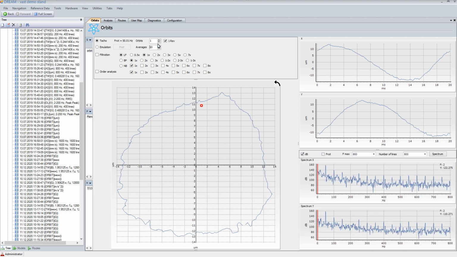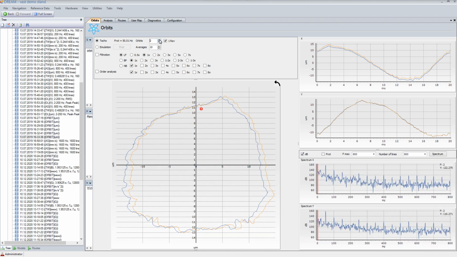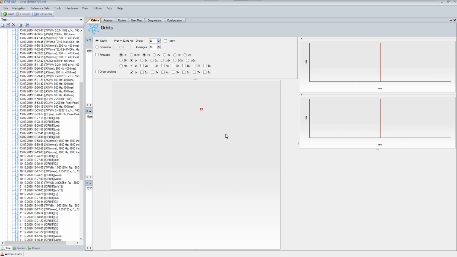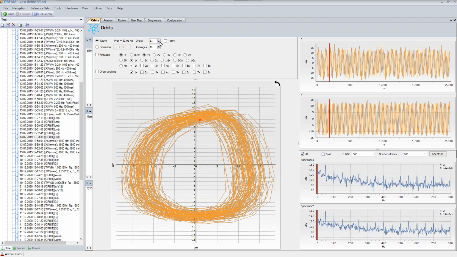And so these are the first 10 revolutions that are synchronously averaged. We can also put the second 10 revolutions that are averaged, the third, the fourth, and this we can do until the signal finishes. So here we can write something like 10 averages.